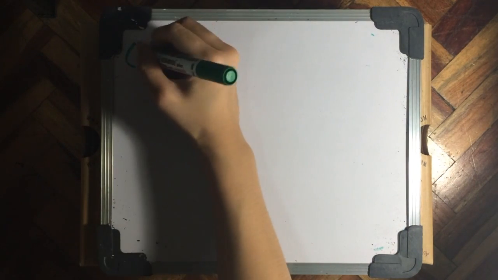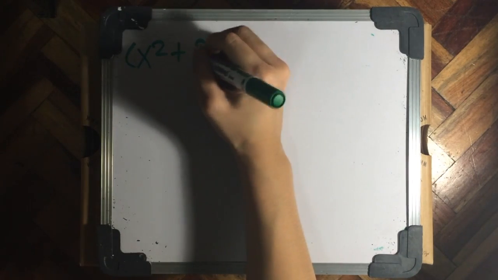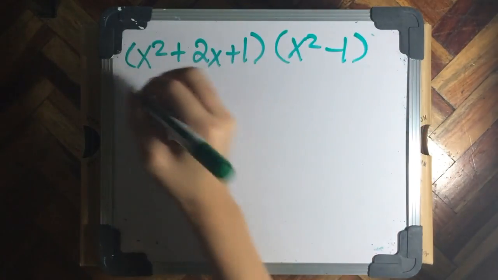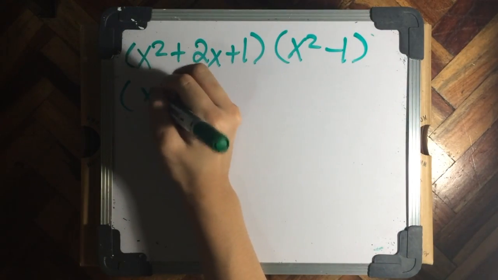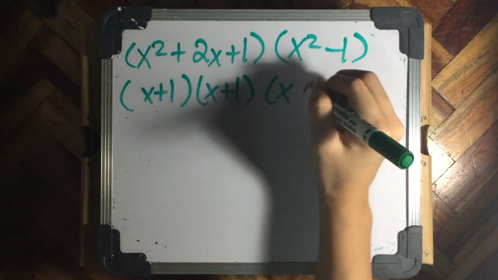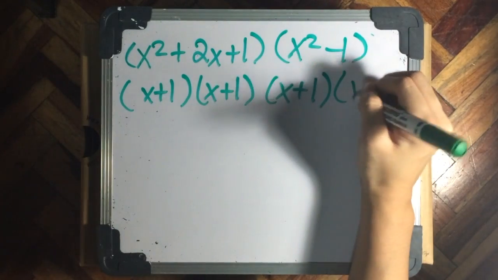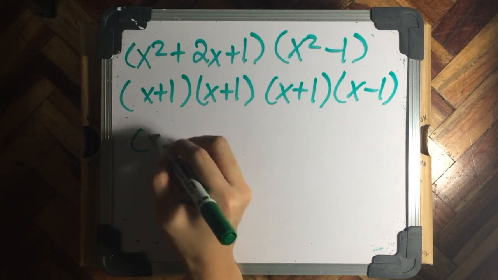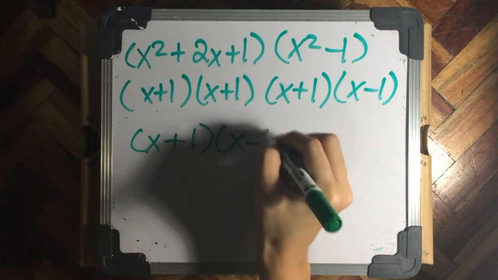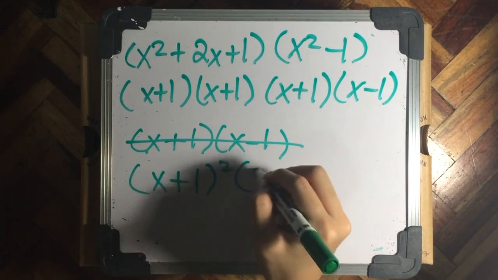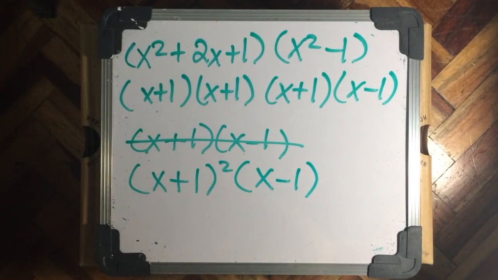But there are cases wherein there are more than one of the same variable in the given. An example of this is quantity x squared plus 2x plus 1 and quantity x squared minus 1. When you factor both of the given, you get quantity x plus 1 times quantity x plus 1 and quantity x plus 1 times quantity x minus 1. Instead of the LCD being just quantity x plus 1 times quantity x minus 1, it becomes quantity x plus 1 squared times quantity x minus 1.